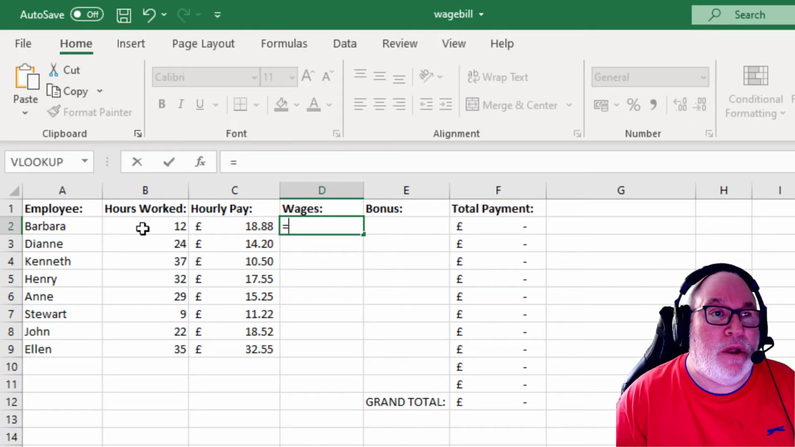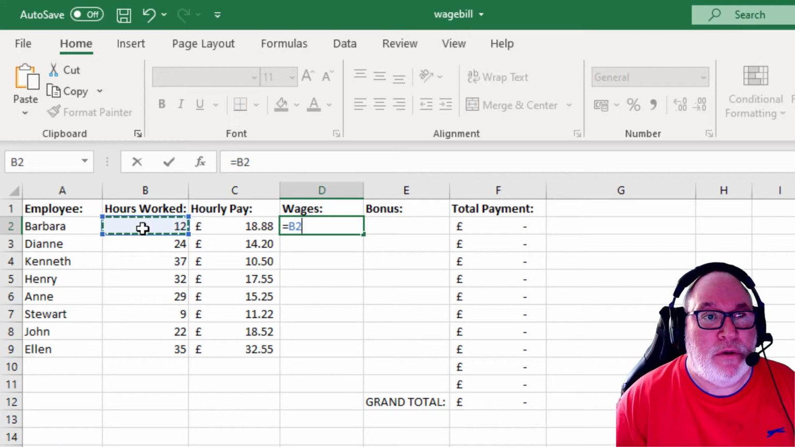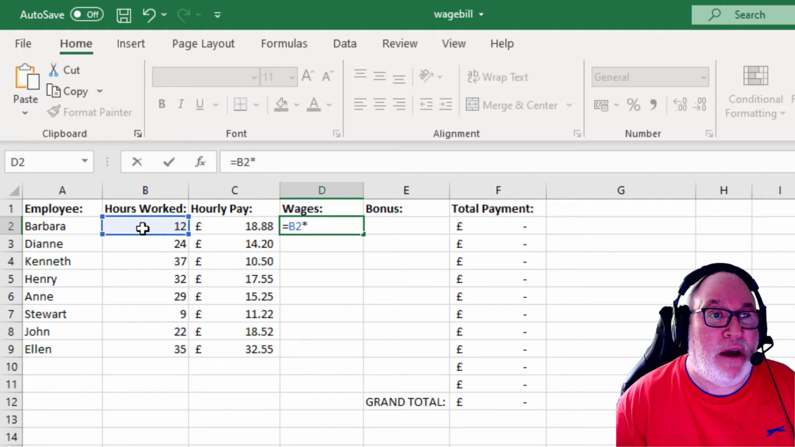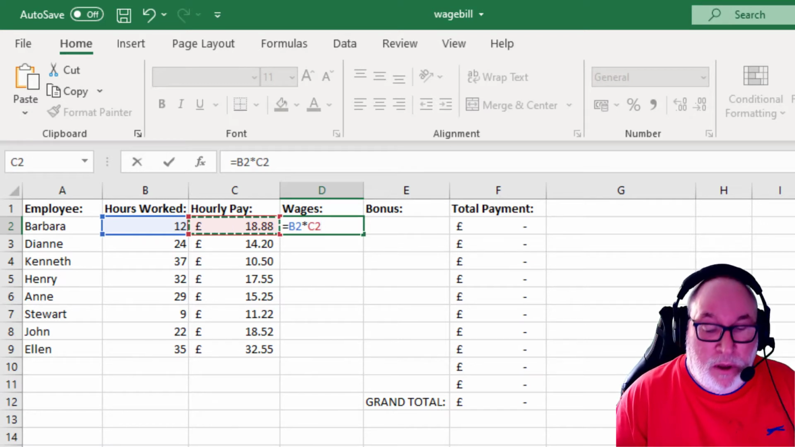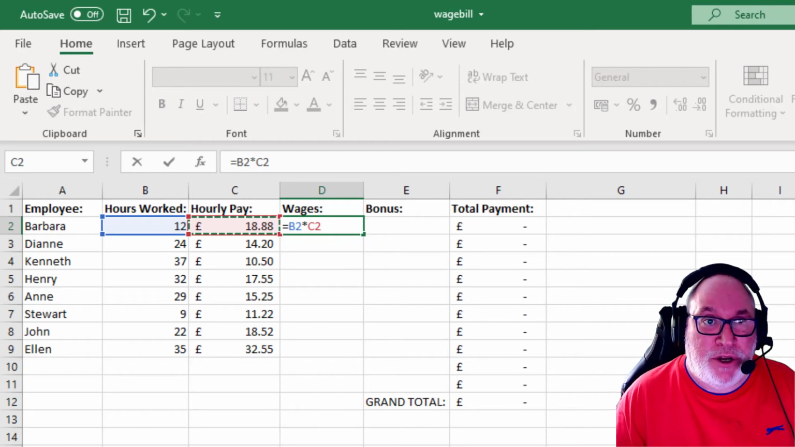So I prefer to click on the cell so you get the cell reference rather than typing it in. I prefer it to be visual. So I'm going to click on the first cell there, so it's B2 multiplied by C2. The operators for Microsoft Excel are slash for divide, an asterisk as you can see for multiplication, subtraction, just your usual, the minus sign, and addition is the plus sign.